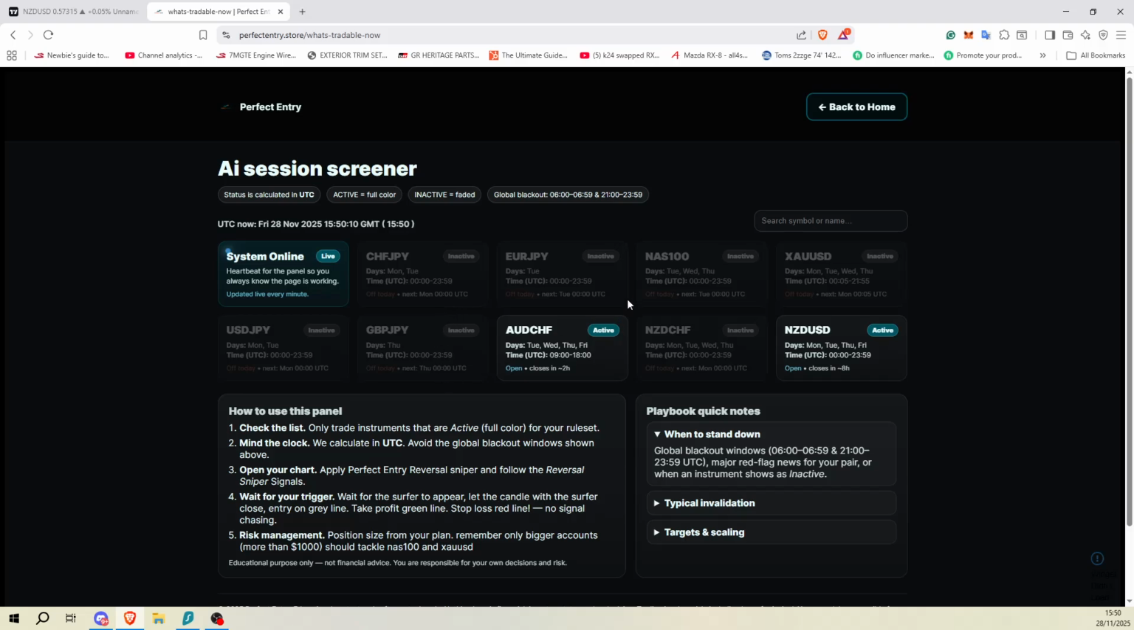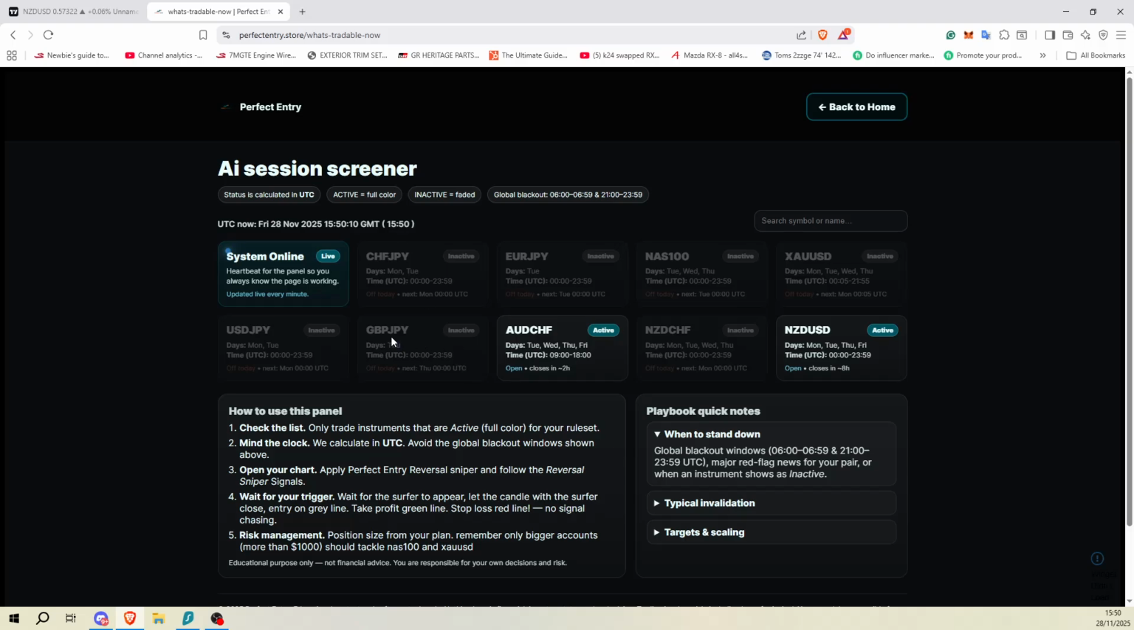Now, for most beginners and smaller accounts, so if your account is under $1,000, you can ignore NAS 100 and gold. If your account is over $1,000 and you're a beginner, you again just ignore them. And if you're not a beginner and you've got the balance, you can take these two, but you need to risk a lot less.